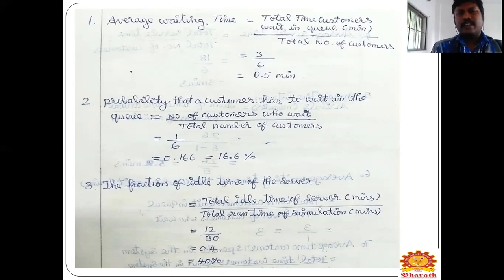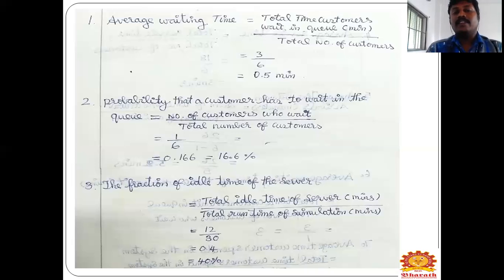Next, you calculate the probability that a customer has to wait in the system: the number of customers waiting in the queue divided by the total number of customers. Only 1 customer waited in the queue, so 1 by the total number of customers, 6. That is 0.166, which in percentage is 16.6.